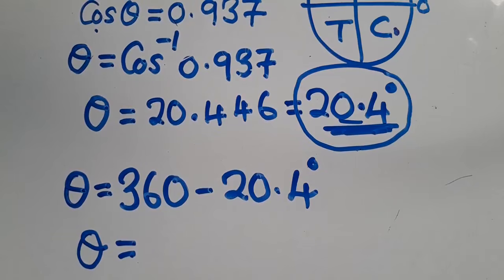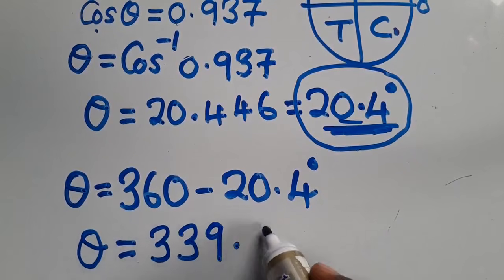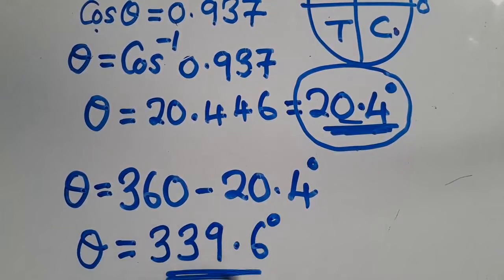So you say 360 minus 20.4. What answer are we getting? We are getting 339.6 degrees. So these two are your answers. This is how you need to answer the question. These are the procedures that I wanted you to follow. So make sure you understand this and get the full concept.